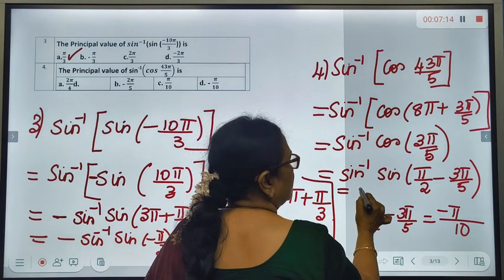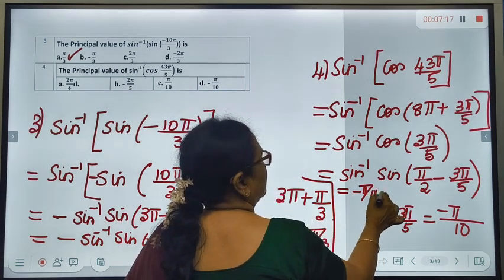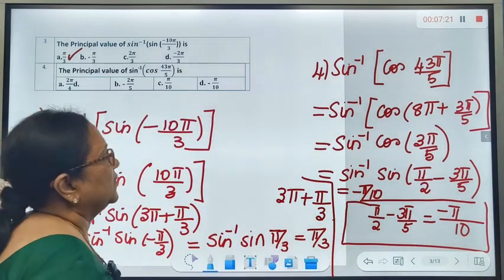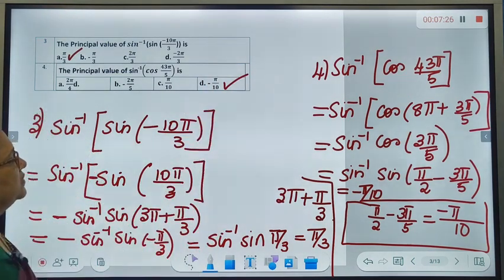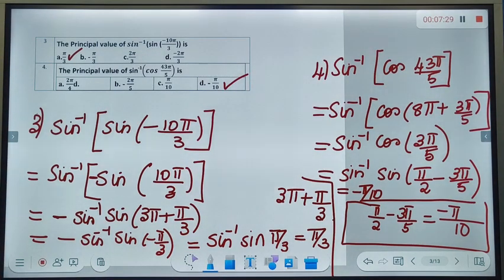Sine inverse of sine will give you the same output, which is minus pi by 10. So minus pi by 10 is the correct answer. So this is the principal value of sine inverse cos of 43 pi by 5. Is it clear?